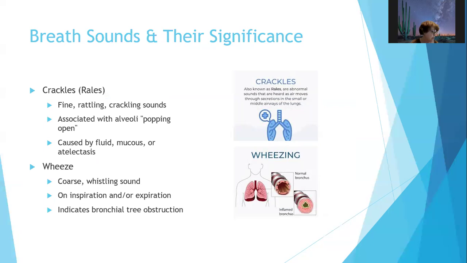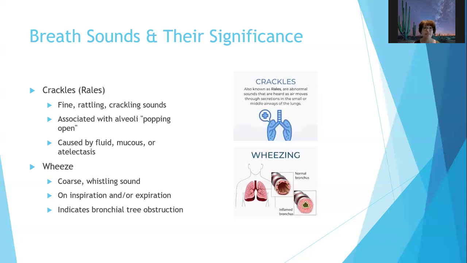There are some different breath sounds that you might hear when you are auscultating with a stethoscope. Crackles, which are sometimes also known as rales, are fine rattling or crackling sounds, like Rice Krispies, associated with the alveoli popping open. If you have fluid in your lungs or excess mucus or atelectasis, where the alveoli actually collapse and have to be forced open, you might get that crackle sound. It's the sound you hear as the air is moving through secretions or opening alveoli in the lungs. And this is not a normal sound.